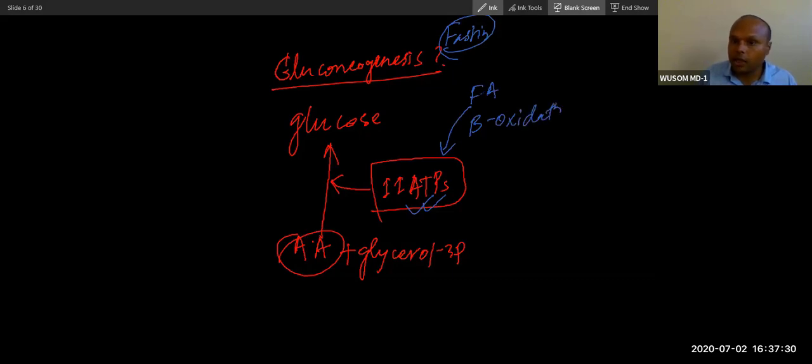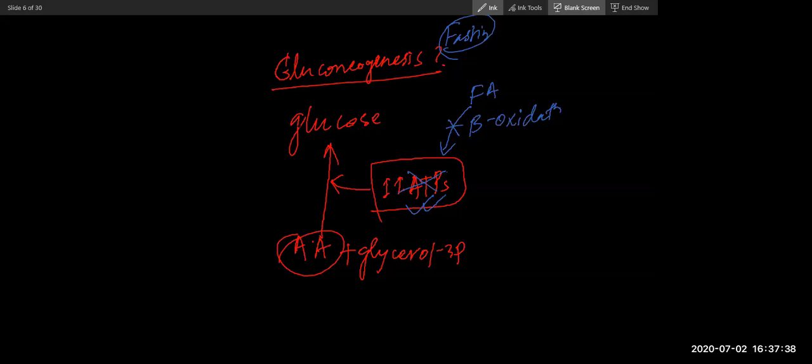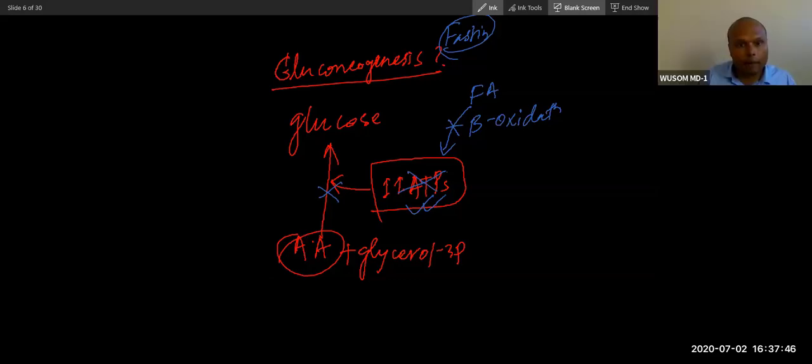So if there is no beta-oxidation, do you expect this ATP? No. Do you expect this glucose? No. So what is the result? Hypoglycemia. Hypoglycemia because of this fatty acid oxidation defect. So did you understand the concept? Why is there hypoglycemia?